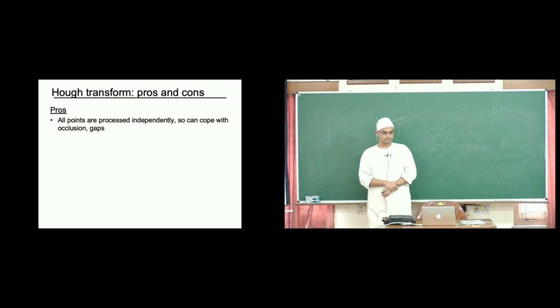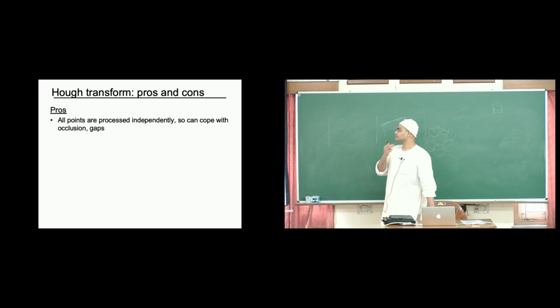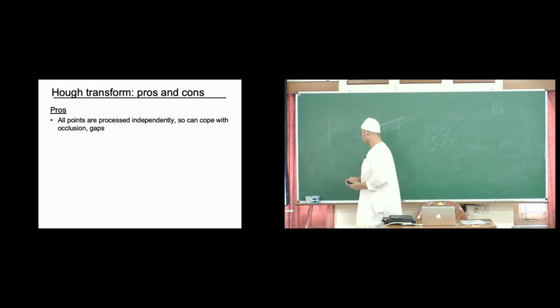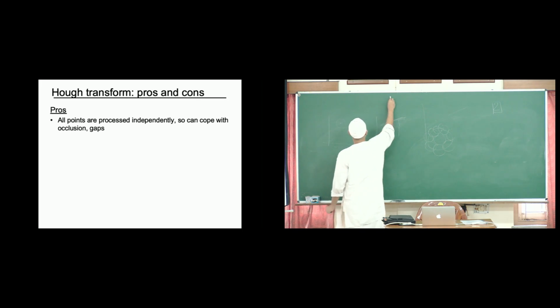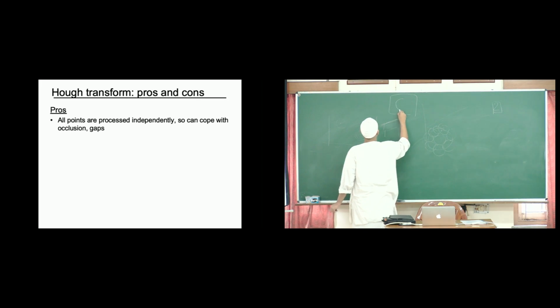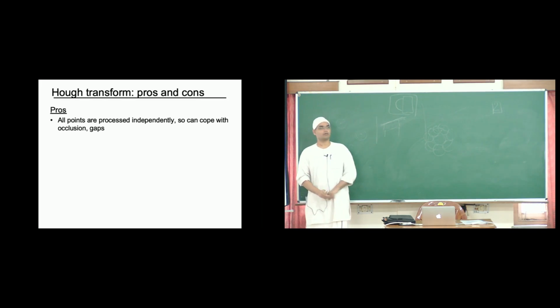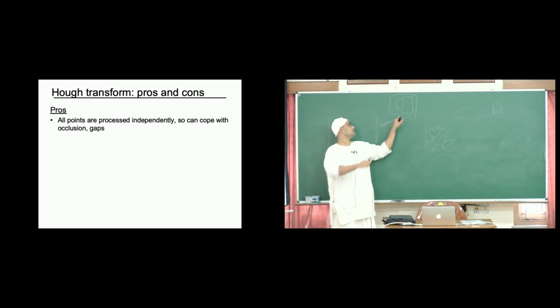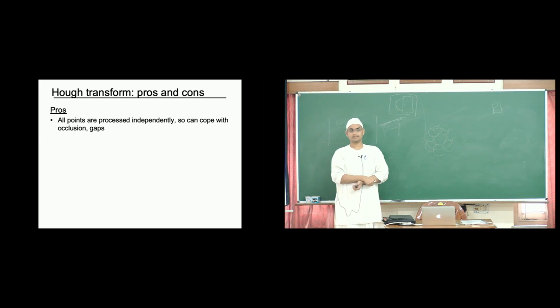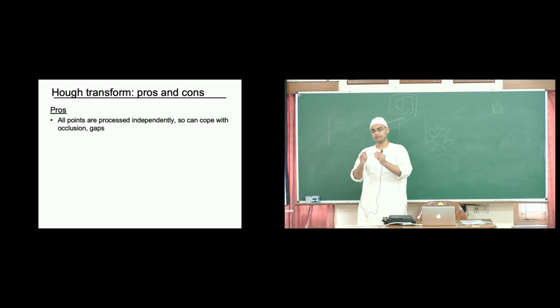Some pros and cons. A very good thing is that all points are processed independently, so occlusion is not a big problem. What does that mean? That means in your image you have a circle, but only half of the circle is shown, and then there is a book written or something. Still your algorithm can detect the circle, because these points are going to vote for the circle, so you will find the center. Even if there is occlusion, you can still find the center. Make sense? The line is the same thing. If you get a little part of the line, you can still detect the whole line.